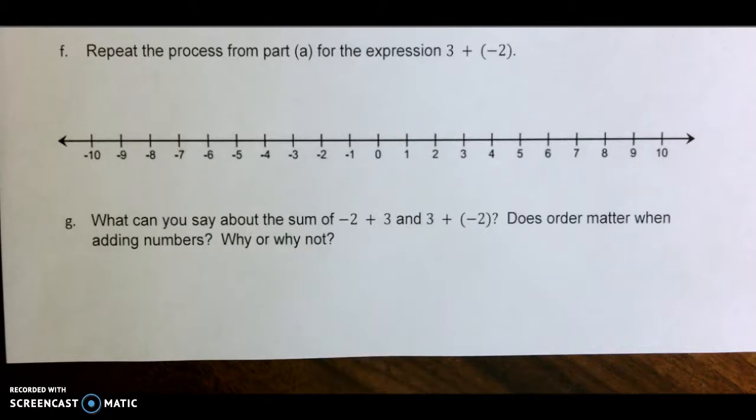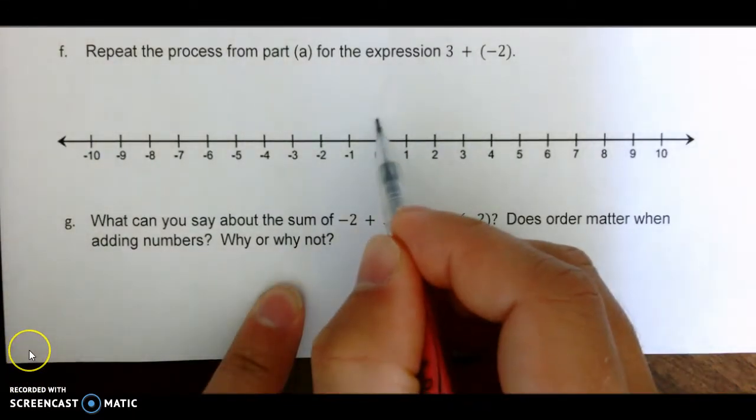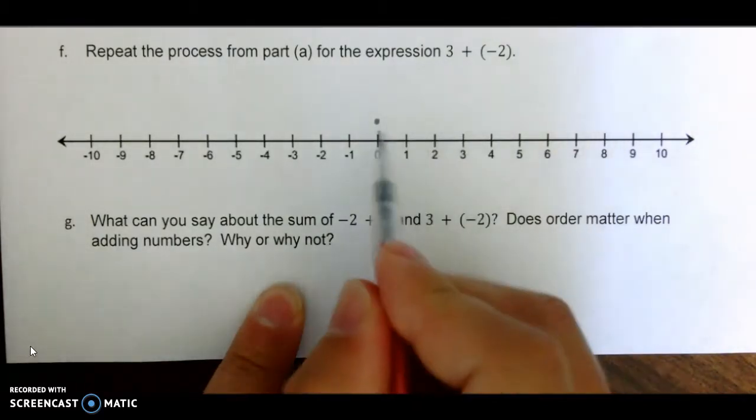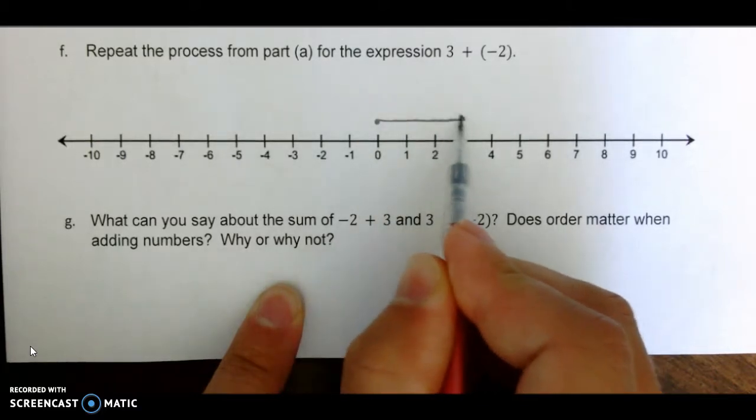In letter F, it says to repeat the process from part A for the expression 3 plus -2. Okay, so it's very similar to the example that we just did. We just reversed the order of the numbers. And so we're going to start by placing our tail of our first arrow on 0. We always start at 0. And my first number in this addition problem is +3. So I'm going to count up 3 units, or to the right 3 units from 0. And I'm going to stop at +3.